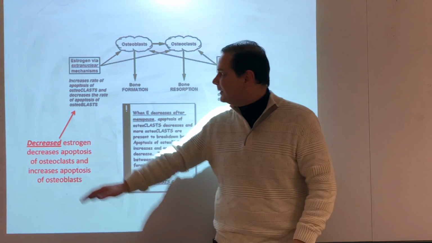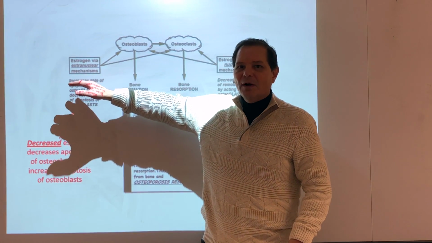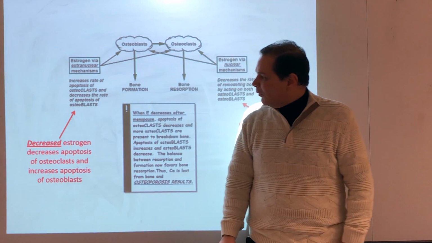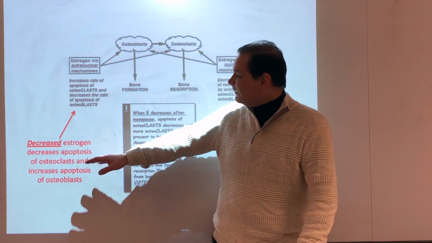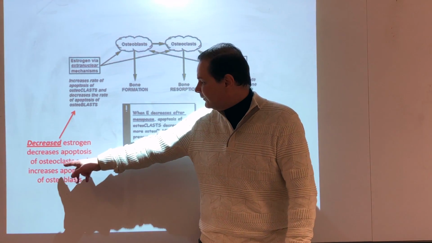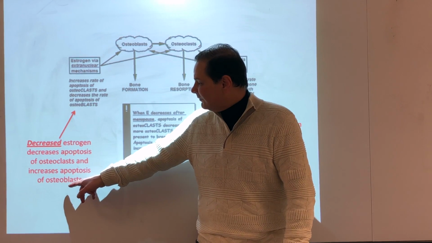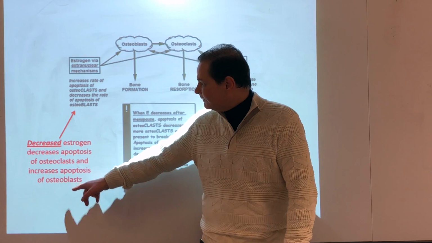So I hear you asking, if I'm increasing both the same, why does estrogen cause more bone formation? The reason is because it binds to this cytosolic receptor as well. And so the cytosolic receptor, when estrogen is present, increases the apoptosis of osteoclasts, and it decreases the apoptosis of osteoblasts.